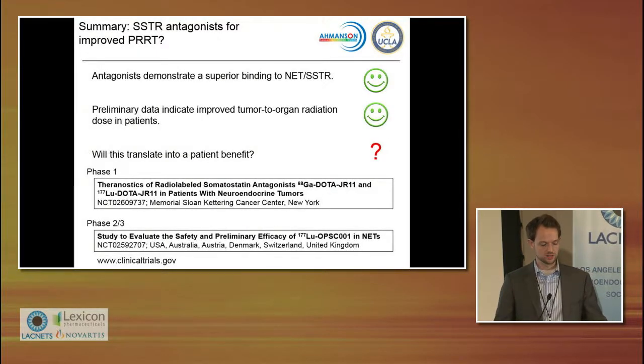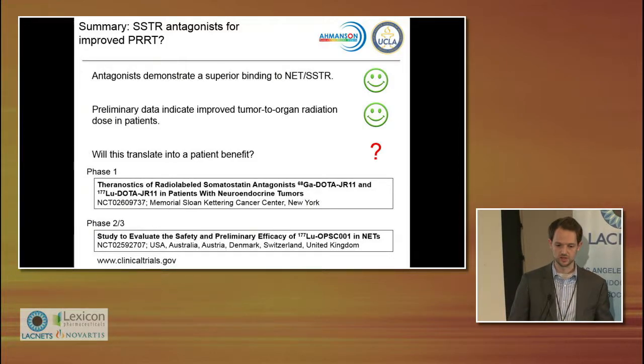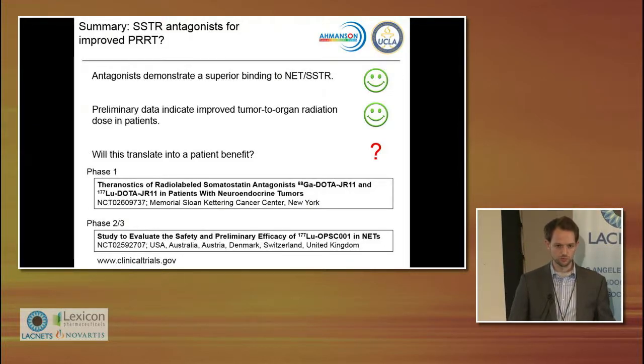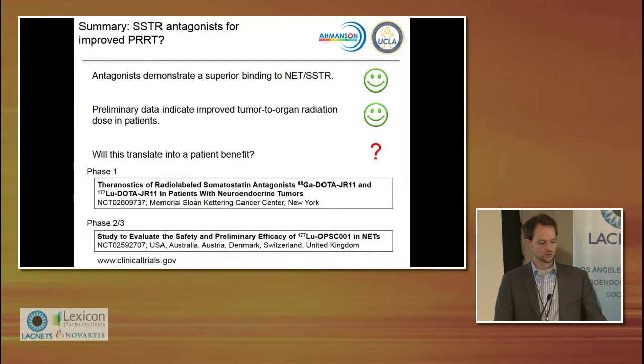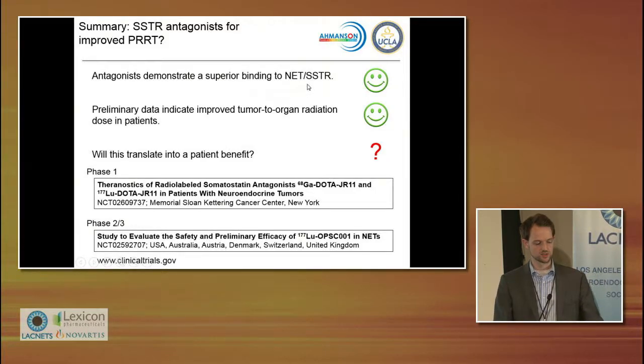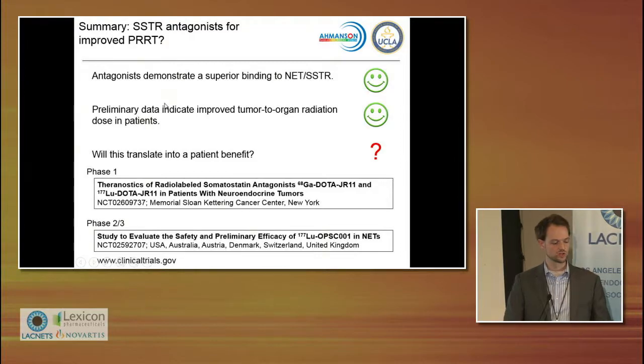And triggered by these preliminary findings in the small group of patients, prospective studies have been started to evaluate this further. But first, just to summarize what we know for antagonists: do somatostatin receptor antagonists have the potential to improve PRRT? They demonstrate a superior or improved binding to the somatostatin receptor of neuroendocrine tumors. Preliminary data in small groups suggest that there's an improved tumor to organ uptake and improved radiation delivery to tumors. Will this really translate into a patient benefit? We don't know yet, so it's just too early to say.